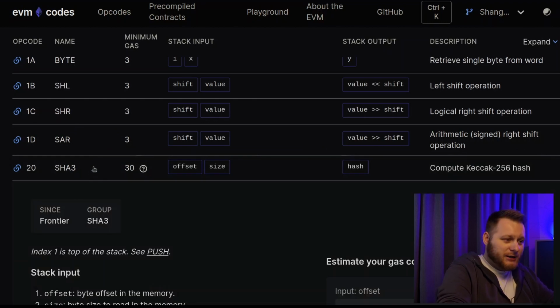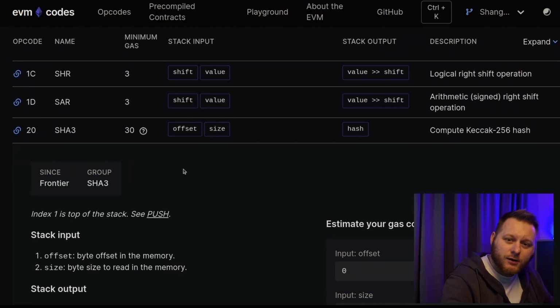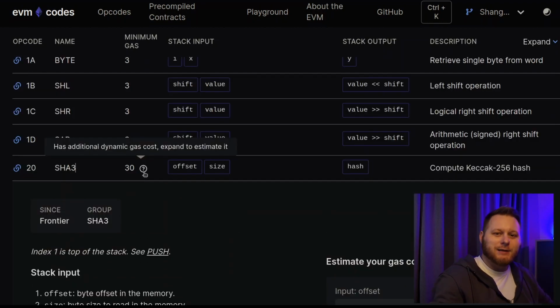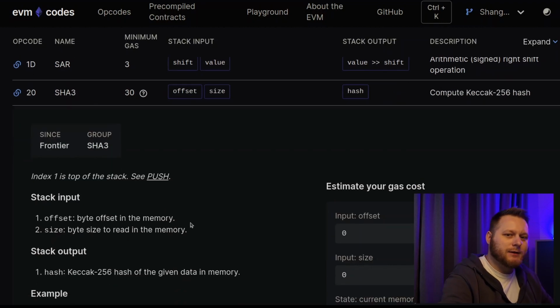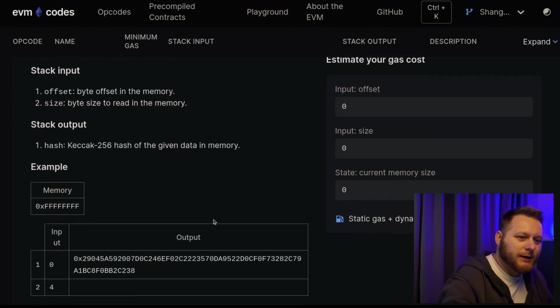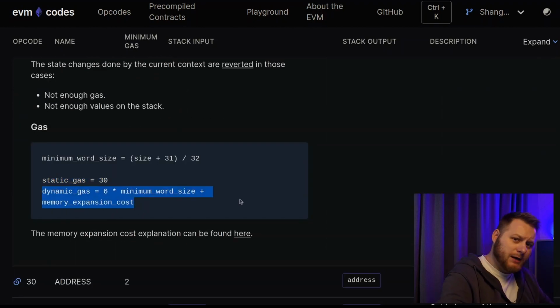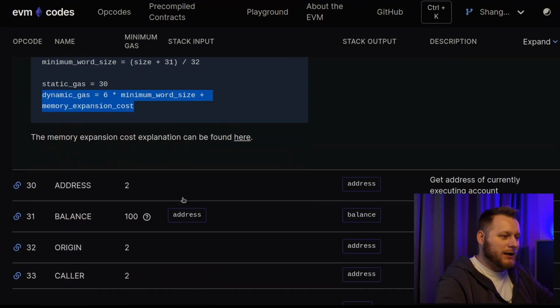SHA3, which is our Keccak, has a base cost of 30, but you can see here that it has an additional dynamic cost. Usually the additional dynamic cost depends on the length of the data that you are operating on. In the case of Keccak, you are actually paying for memory expansion cost. I already told you about memory expansion cost and showed you some exemplary values, so this is what applies here.